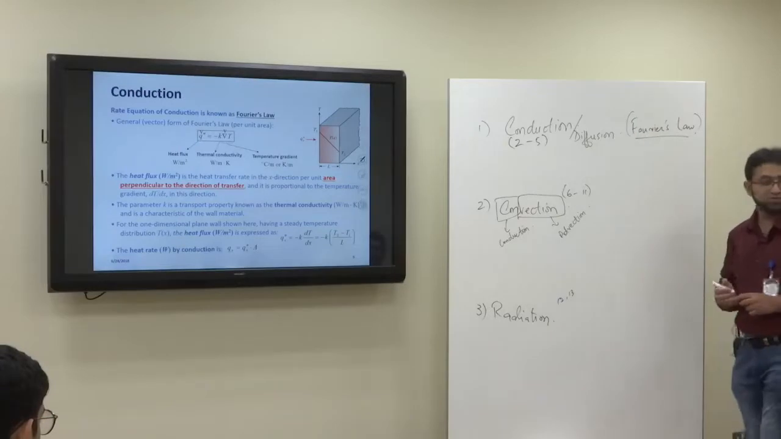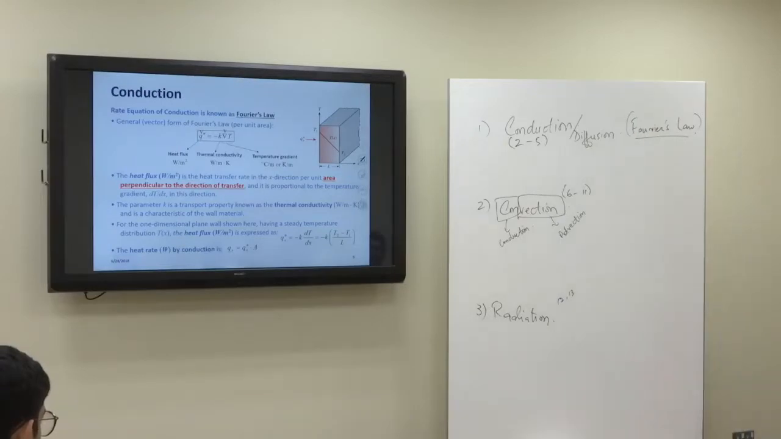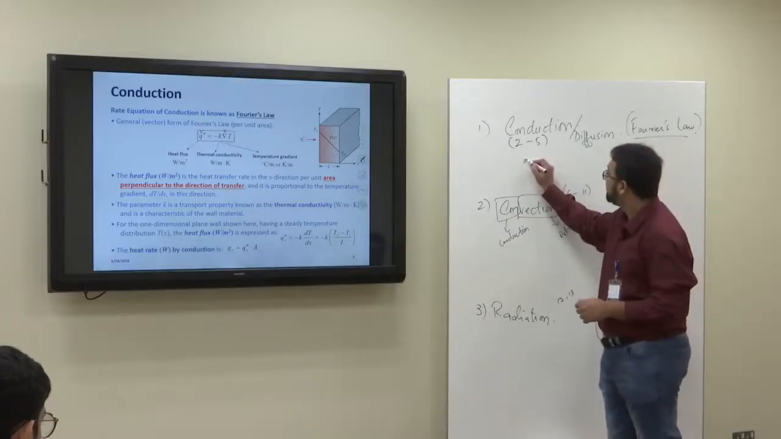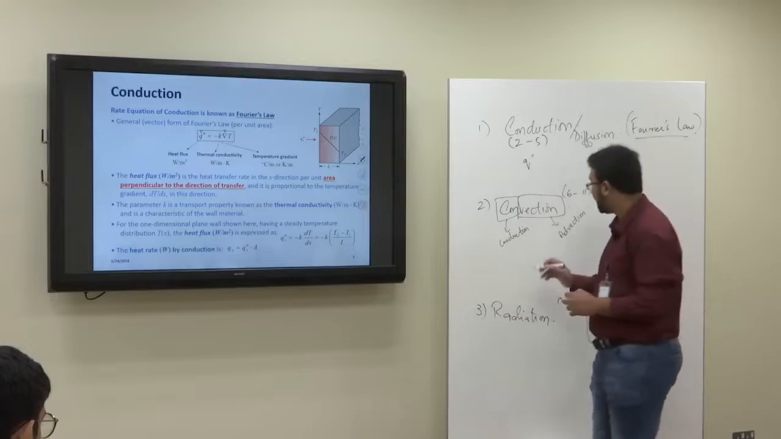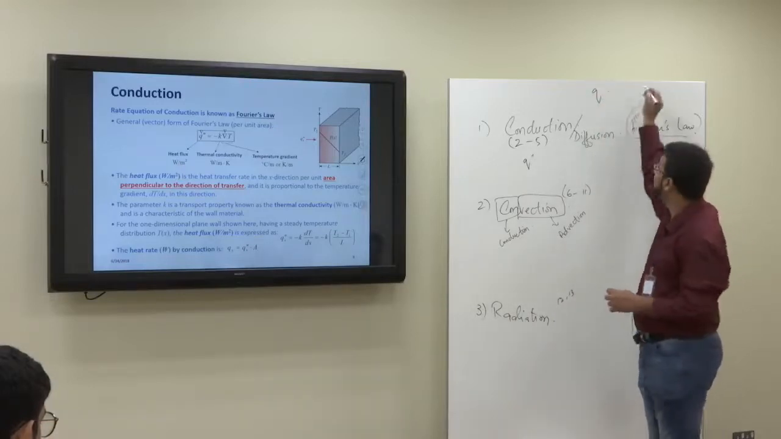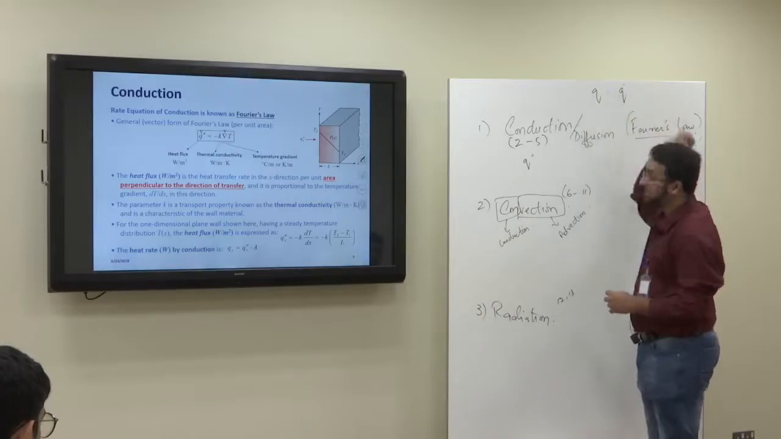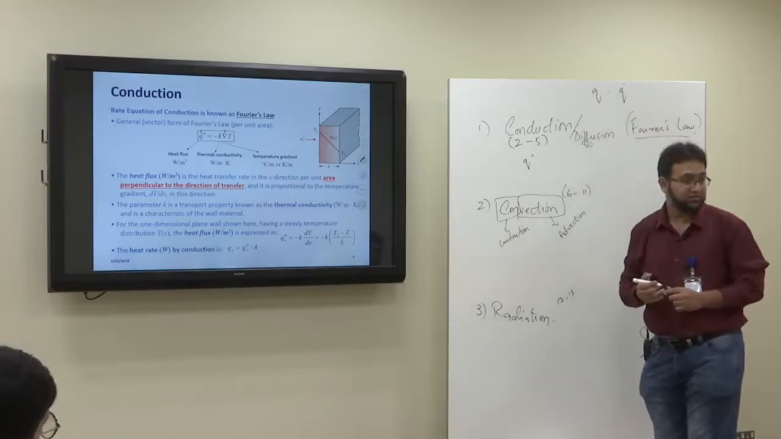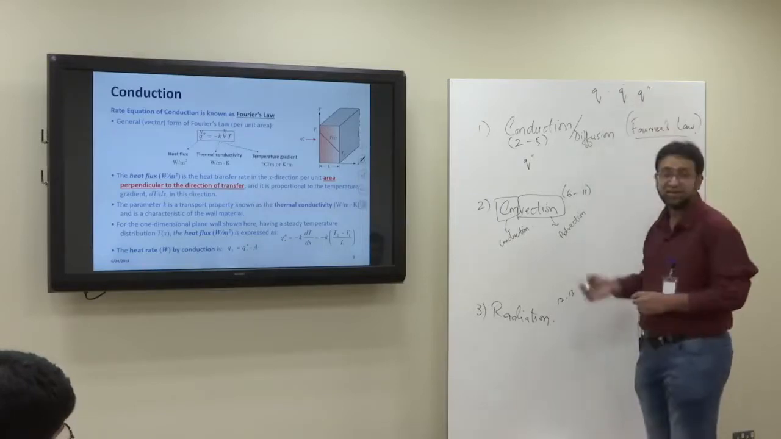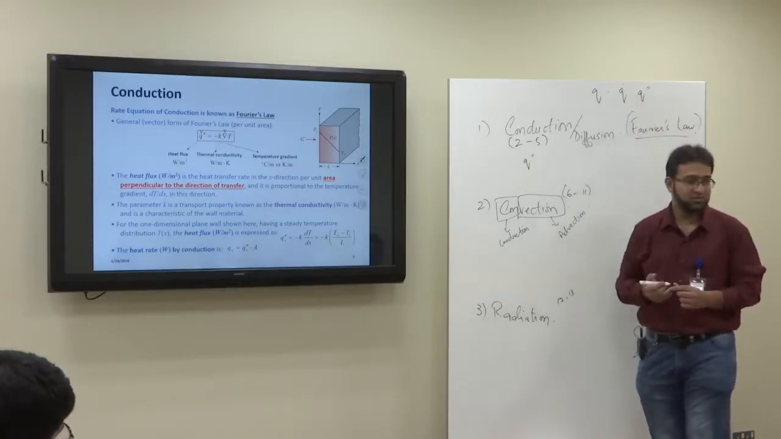So Fourier's law is the law which governs the conduction phenomena. And according to Fourier's law, once again, Q is the energy, right? And Q dot is heat rate, okay? And Q double dash is heat rate flux or heat flux, okay?